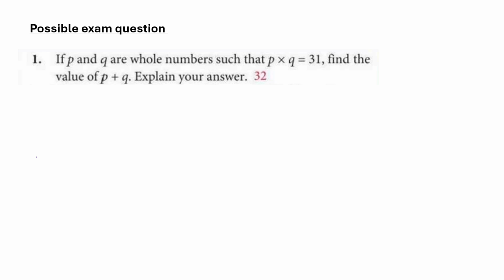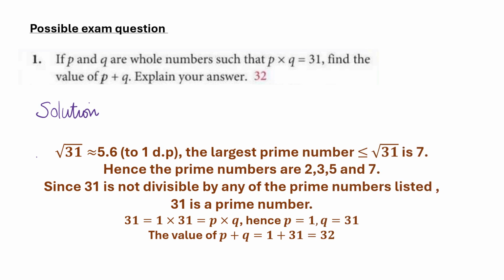So do you remember the steps involved? Yes, first of all, we square root 31, and you'll get 5.6. So therefore, the largest prime number that's less than or equal to the square root of 31 is 5. So all the prime numbers up to there will be 2, 3, and 5. So if you take 31 and try to divide it by 2, by 3, by 5, you'll see that it is not divisible at all by any of these numbers listed.